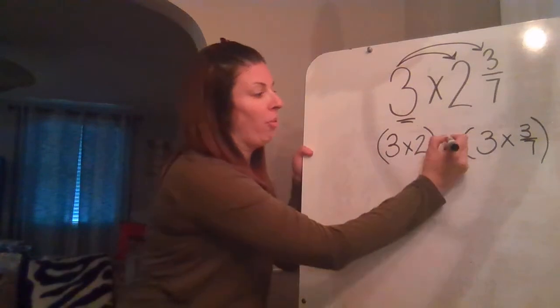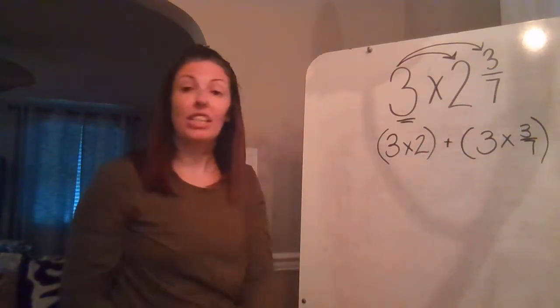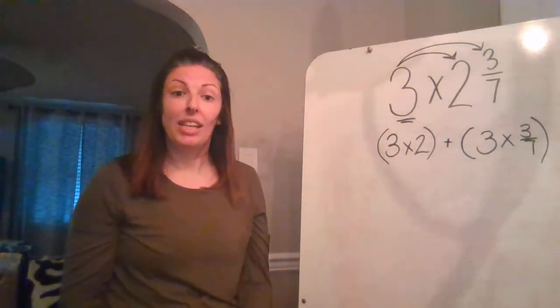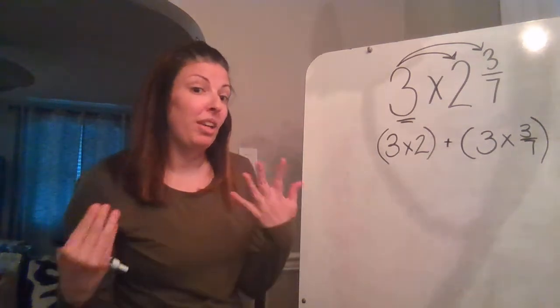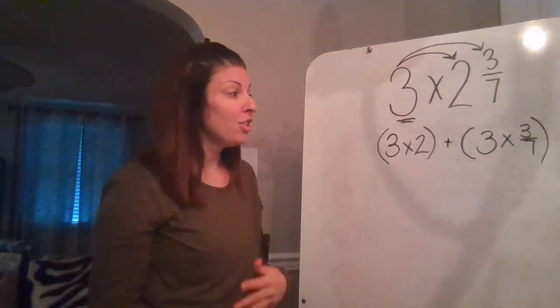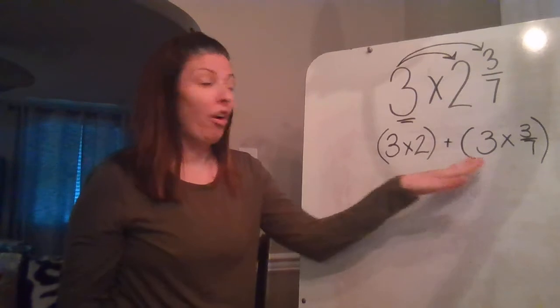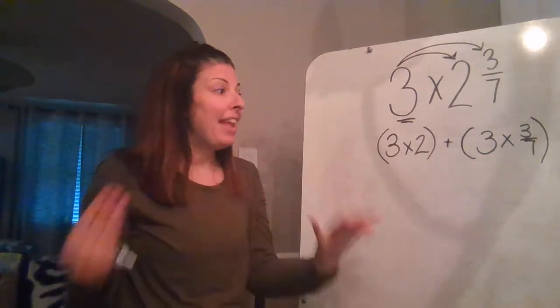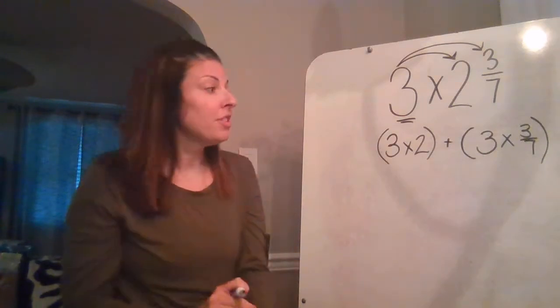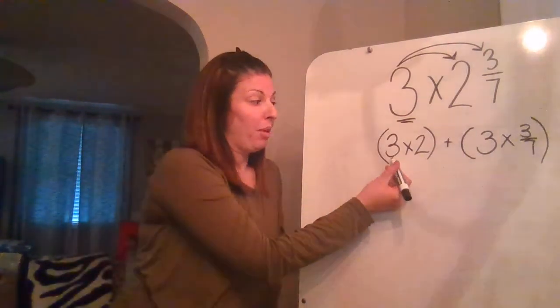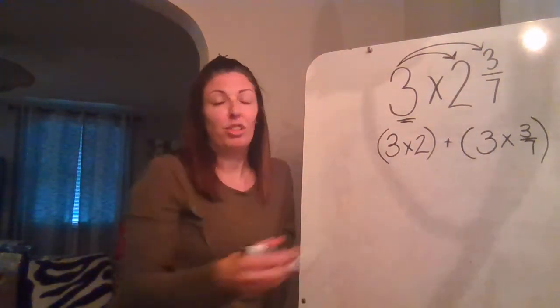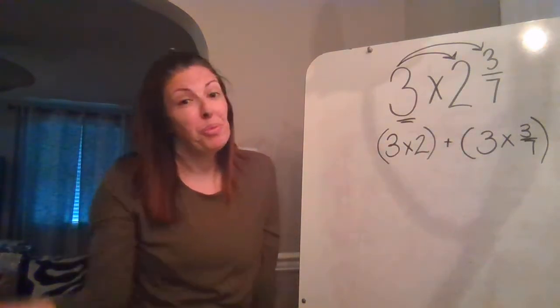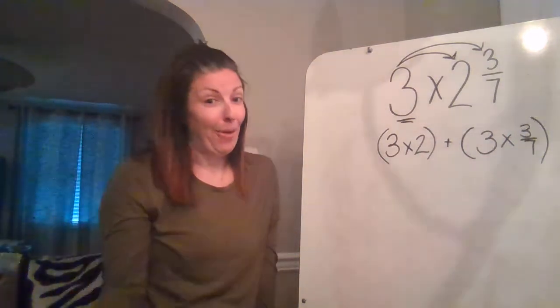Now, between here, all we have to do is put an addition sign because they go together. We add them together once we figure them out. So we've already learned how to solve both of these problems. Now we just have to put them together. So our first problem that we have to solve is 3 times 2, which we already know because we've been working on our math facts all year.